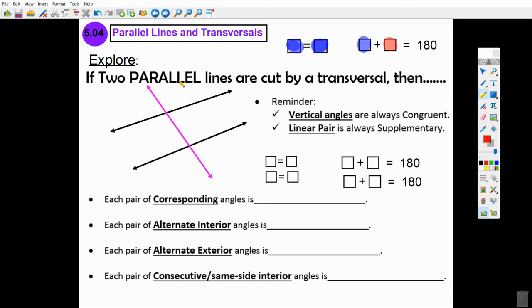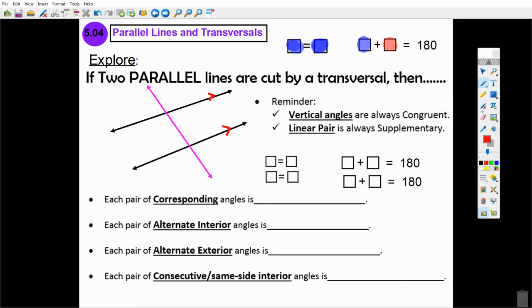So if two parallel lines are cut by a transversal, then you get the following picture. Right now I'm going to go ahead and insert the arrows to indicate that they're parallel. So draw two lines, draw the arrows to indicate they're parallel, and this pink is the transversal. I've been using pink for the transversal. Just a quick reminder, all vertical angles are always congruent and all linear pairs are always supplementary. So just something to recall.